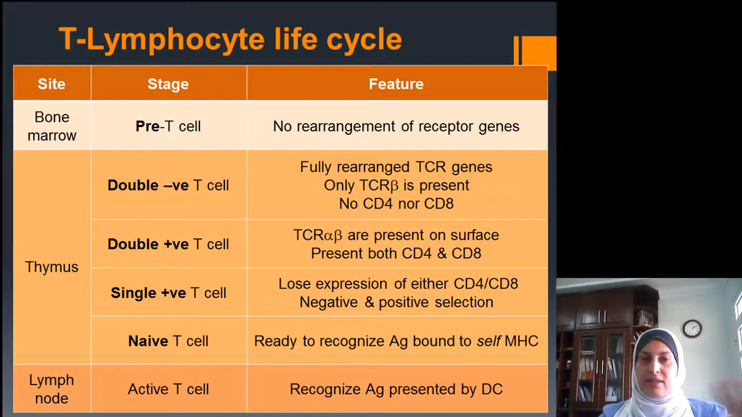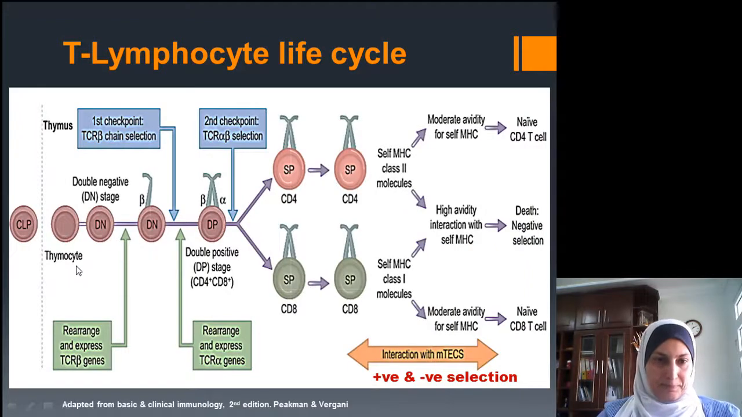Naive means it's ready to recognize the antigen, but it hasn't come in contact with an antigen. Very similar to the virgin type of B cell. And it only gets activated in the lymph node when it comes in contact with the antigen presenting cell. So this is what happens.